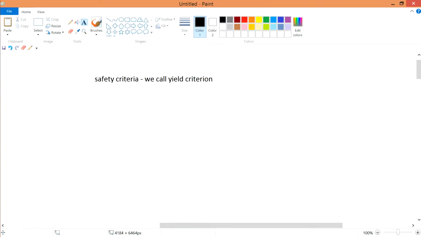In order to deal with safety criteria, which we have said in the previous video, we actually call this safety criteria the yield criterion, talking about the yielding portion. When we talk about the yielding portion, we are first going to talk about the phenomenon of yielding, or what causes yielding and things like that. Then we can set up the criteria to deal with it. So how do we start?